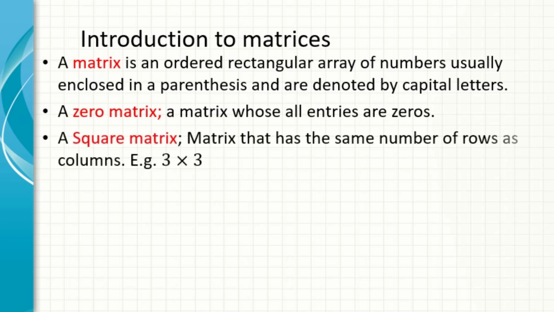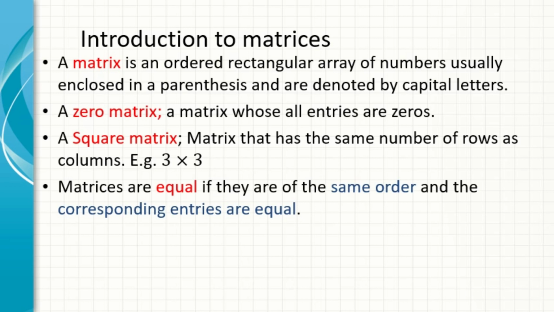Another term is a square matrix. This is a matrix that has the same number of rows and the same number of columns. The number of rows is the same as the number of columns. Like a 2 by 2 matrix, it means that it has 2 rows and 2 columns. A 3 by 3 has 3 rows, 3 columns, etc.